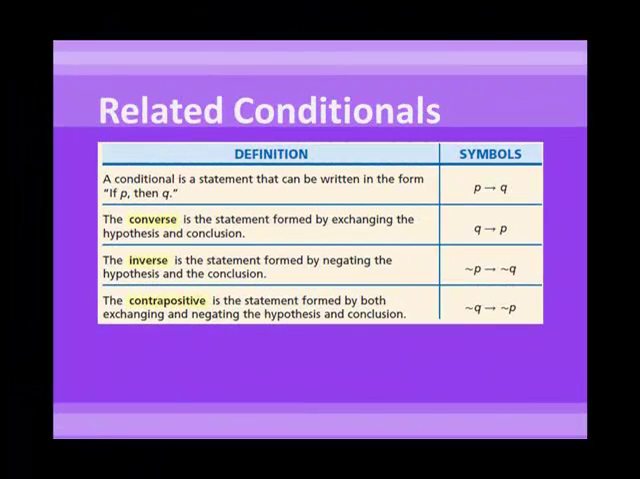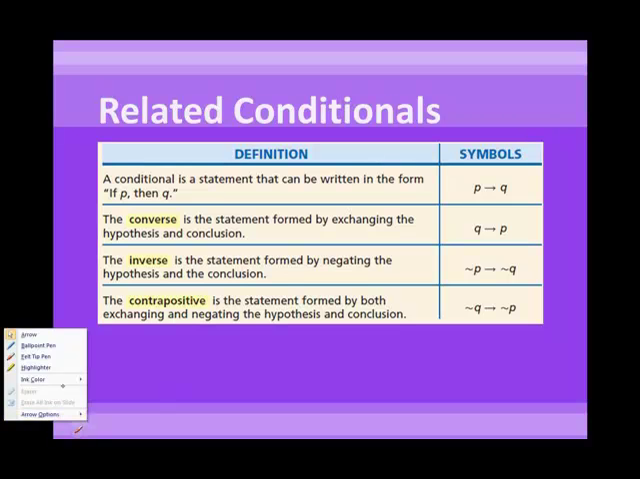In addition to our normal conditional statement, if P implies Q, we also have several related conditional statements. The first one is the converse. A converse is a statement formed by exchanging the hypothesis and the conclusion. So we take the hypothesis and make it the conclusion, and take the conclusion and make it the hypothesis. The first one is P implies Q, or if P then Q. The converse would be if Q then P.